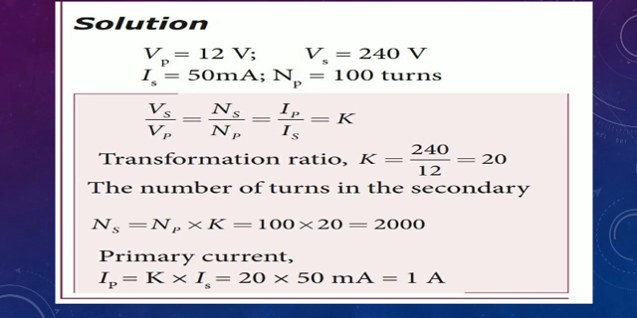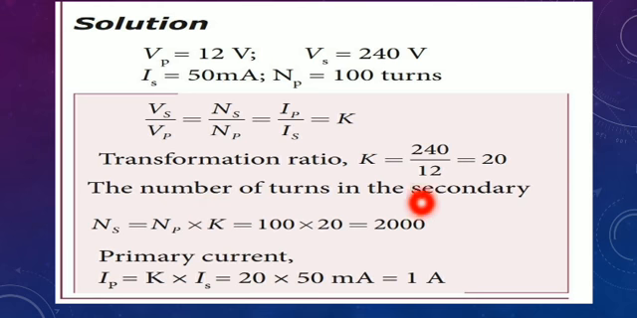The current ratio of primary coil to the secondary coil is K, the transformer ratio. Please check the transformer equation. From it, K is equal to the ratio of currents. So the primary current is what? The Vs value is given as 240 and the Vp value, the primary voltage, is 12, therefore we get 20.